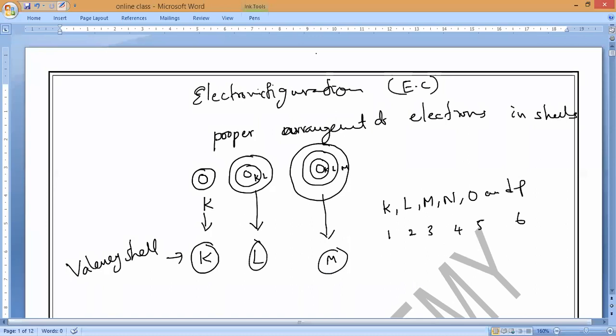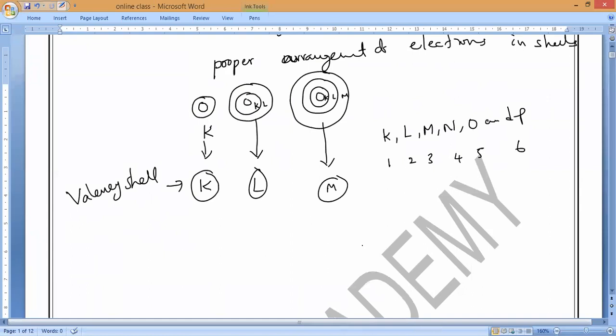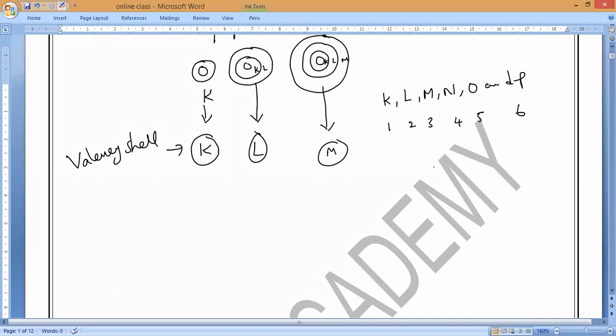Please respond. So now, as we know, the maximum number of electrons which we can fill in a shell is equal to 2n square. So that is 2 into 1 square, which equals 2. In the same way we follow 8, 18, the next one 32, 50, and 72. Like this, the number of electrons will go. But this is the maximum capacity.